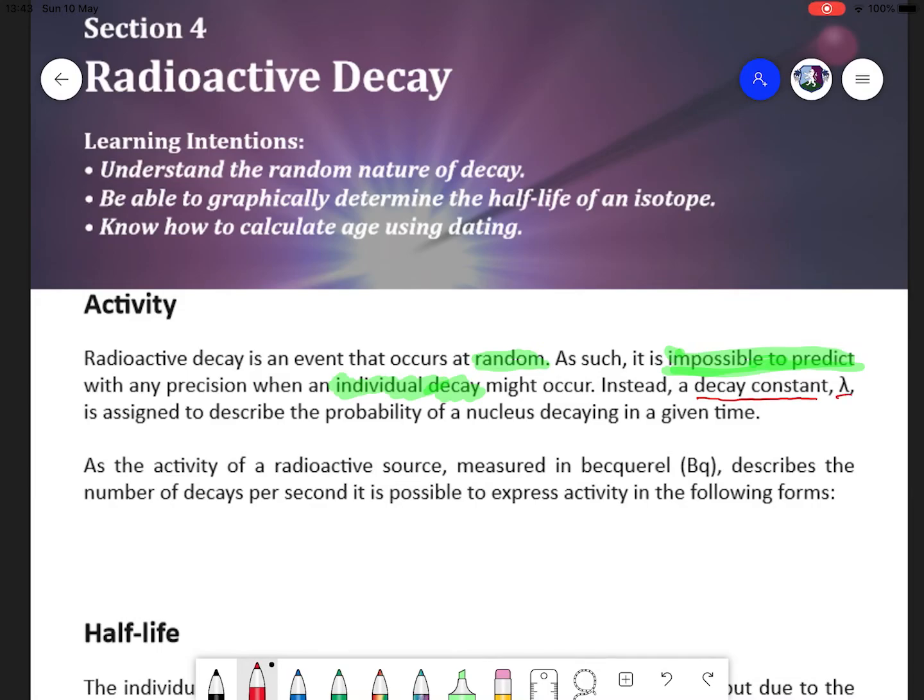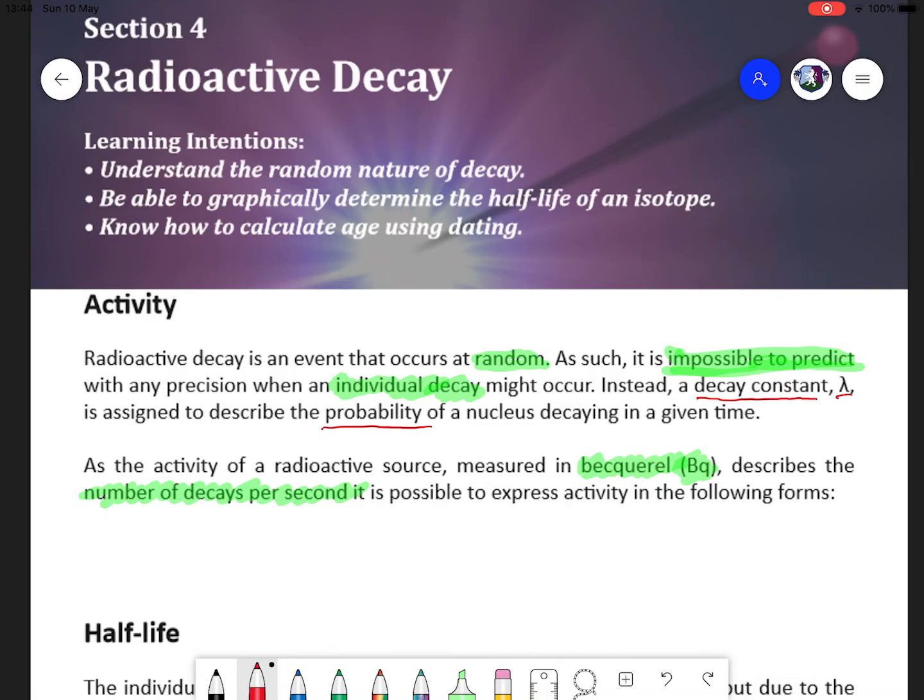The whole purpose of breaking down is to reach a form of stability, but this can take quite a lot of different decays. Different half-lives mean this will take a different time. So we have a decay constant to describe the probability of a nucleus decaying. Now we use the unit Becquerel, Bq, to describe the number of decays per second, which is the activity of a radioactive source.